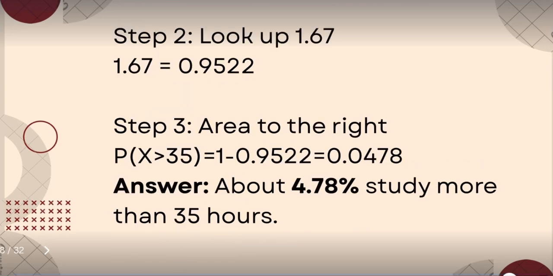Step 2, look up the 1.67 sa table. Ang area ng 1.67 is 0.9522. So, nakuha na natin yung area. So, step 3, area to the right ang kailangan natin. Bali, probability, x is greater than 35. So, equals to 1 minus 0.9522. Ang answer is 0.0478. So, gawin natin siyang percentage. About 4.78% study more than 35 hours. Ayan yung sagot natin sa letter A.